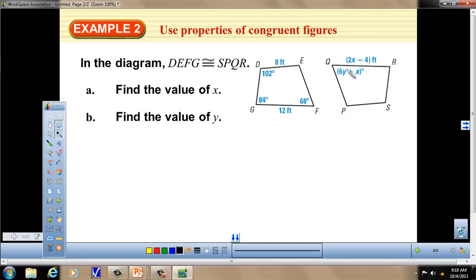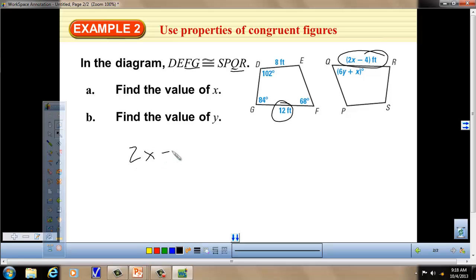So to find the value of X, we see we have this has X in it and this has X in it. But this one up top for QR only has X in it, whereas angle Q we have Y and X. So we want to just use the one that just has X in it. If we look at QR, QR corresponds to FG in the other figure. So if you notice, it's like this one's been twisted around. So FG is here, QR is here. We can say 2x minus 4 equals 12.